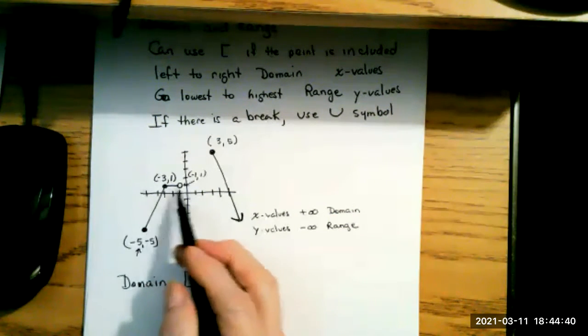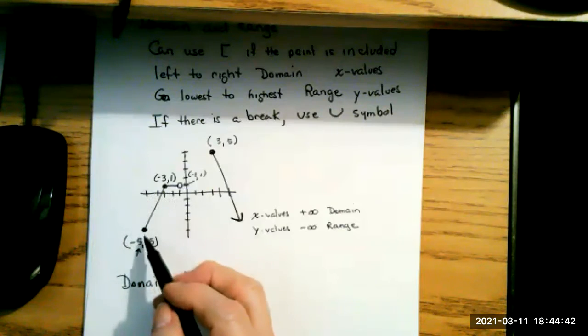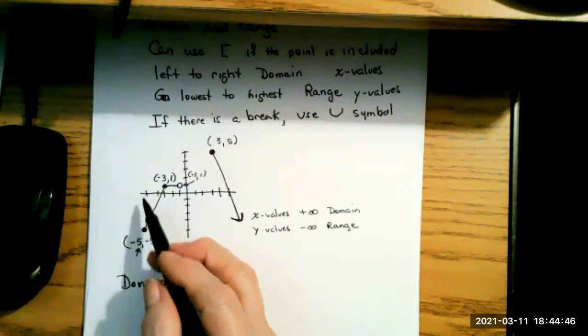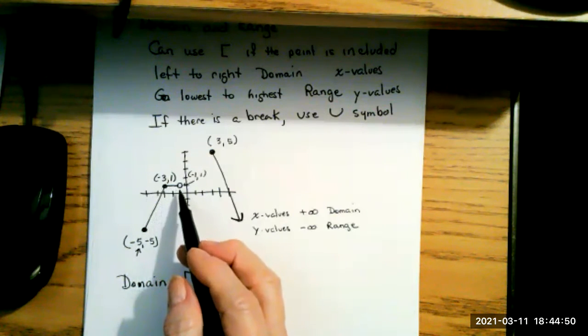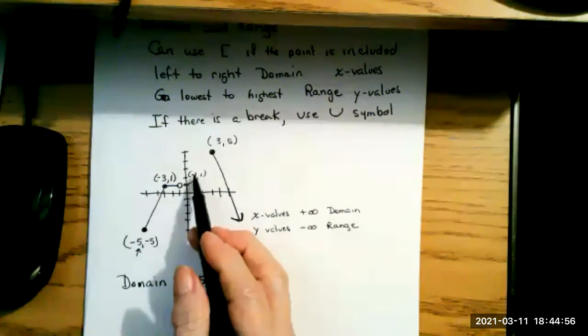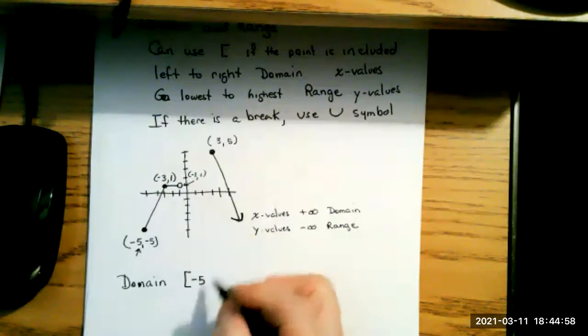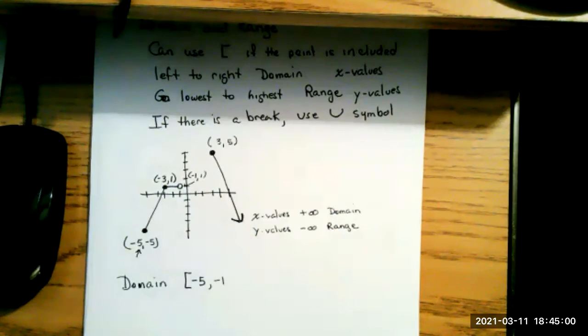Left to right. I remember I had to come over and down. So this is the lowest x value. And then as I go left to right, for this part of the graph, this one is the highest x value, and it's -1. Does it include that -1? No.